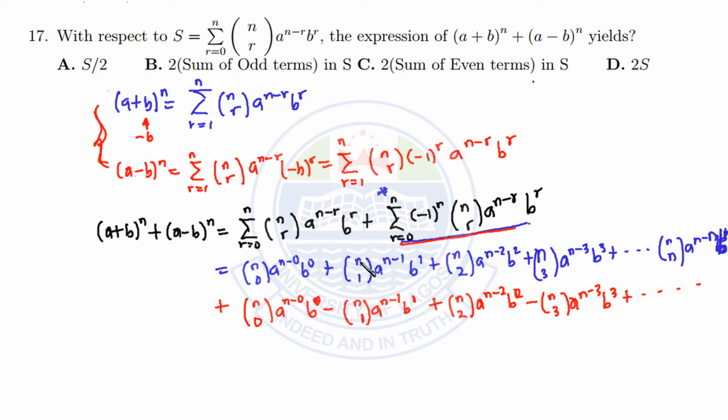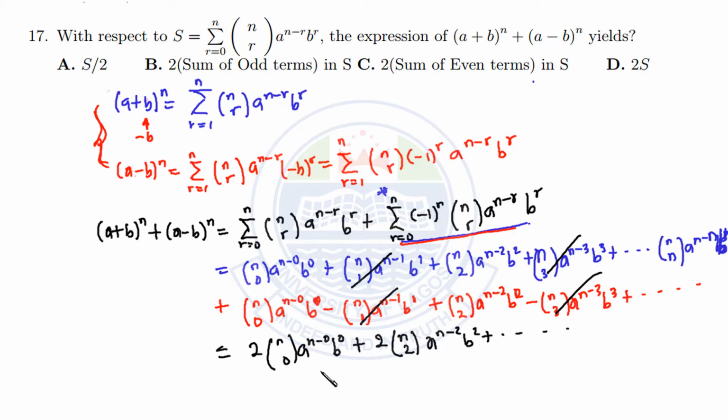Now the even terms are cancelling out because n combination 1 is appearing. Since I'm adding them, n combination 1 and minus n combination 1 will give me 0. So this is cancelling out. This is cancelling out. So all the even terms will cancel out. But the odd terms are exactly the same thing. That means I'm going to have 2 of n combination 0 of a raised to power n minus 0 b raised to power 0 plus 2 of n combination 2 of a raised to power n minus 2 b raised to power 2 plus like that. So this is how you can see that this is 2 times.